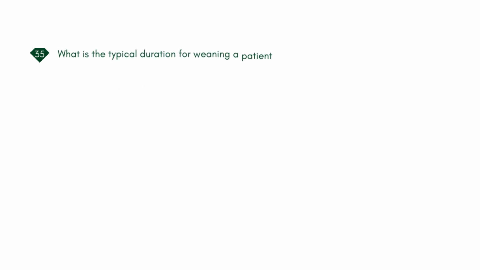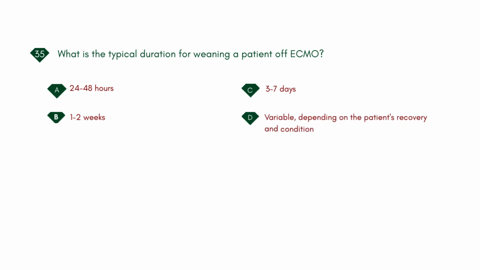What is the typical duration for weaning a patient off ECMO? A. 24 to 48 hours. B. 1 to 2 weeks. C. 3 to 7 days. D. Variable, depending on the patient's recovery and condition. Answer: D. Variable, depending on the patient's recovery and condition.